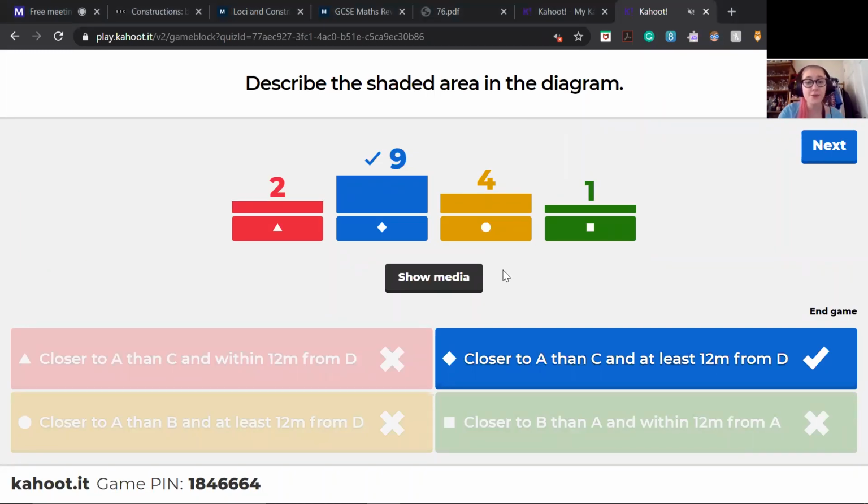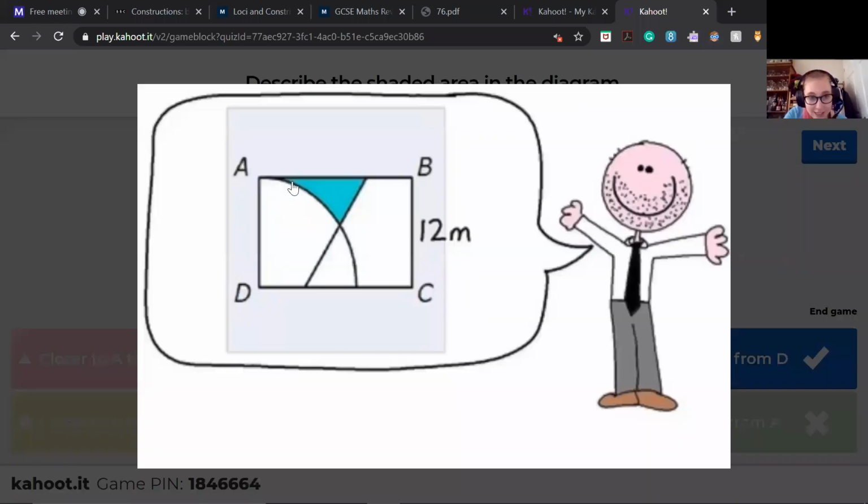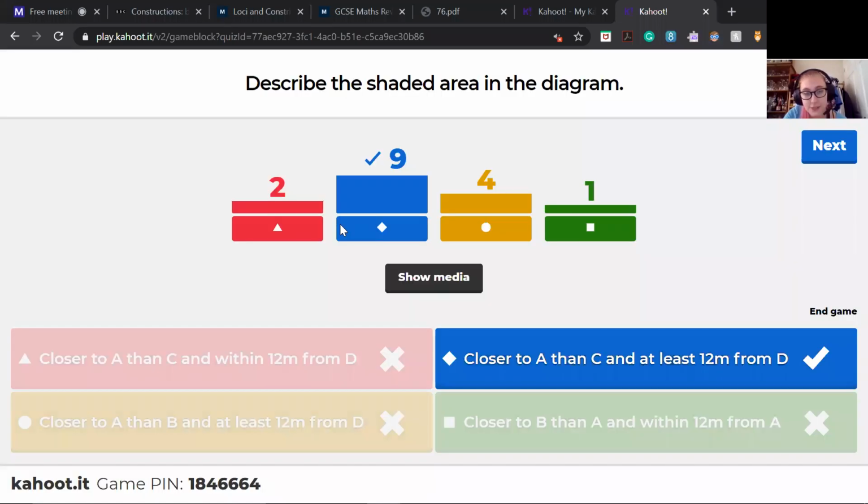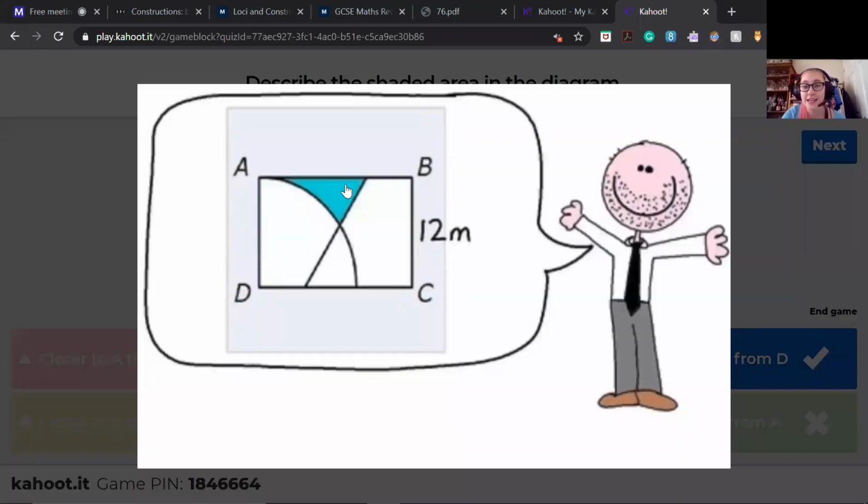Okay. Oh, well done. Majority got this one. Congrats. And the other good thing is that most of the other people put this one. So at least 12 meters from D. So yeah, we can see this circle here. See, it's on the outside of the circle. So we know straight away it's got to be at least 12 meters from D.